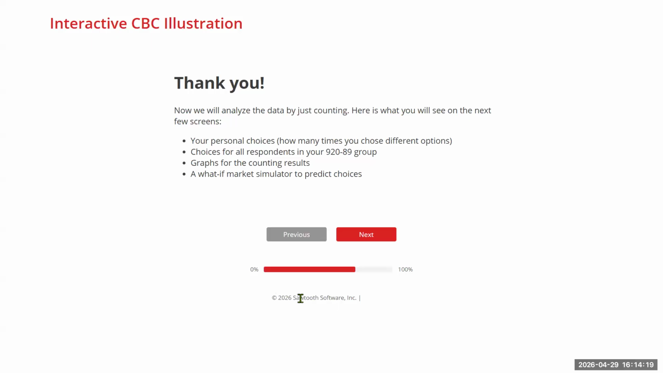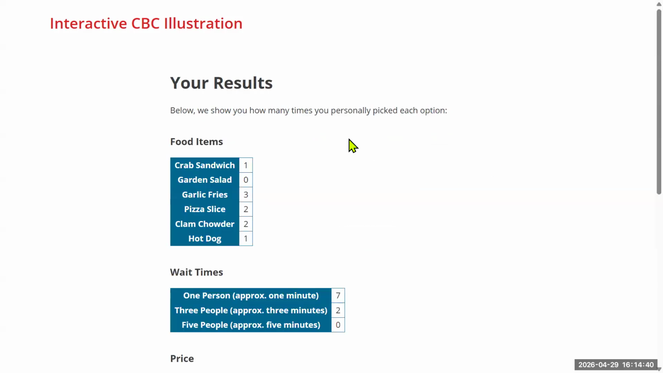So you may be familiar, Sawtooth is the leading provider of conjoint analysis software. And this is just a demo that they set up for clients. So I'm going to be focusing mainly on how it's a heterogeneous demand model under the hood. But we're not actually going to be running it beyond what we just did.